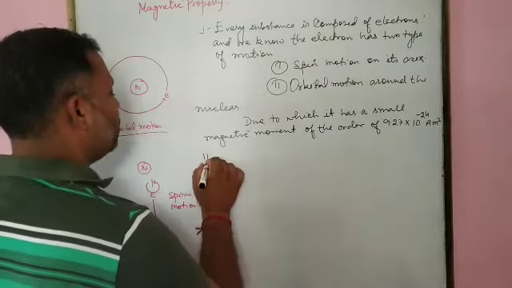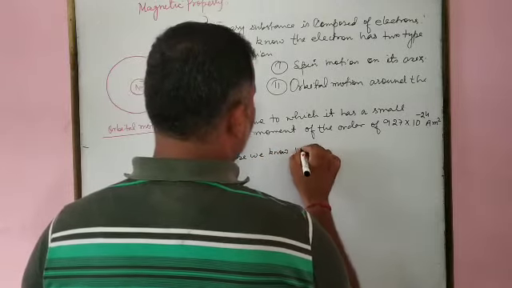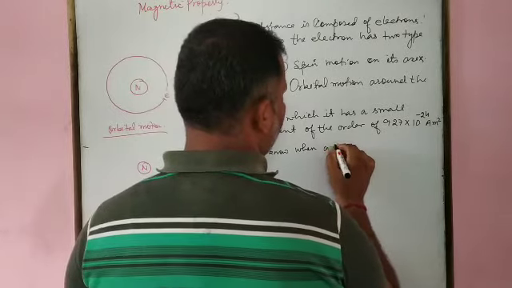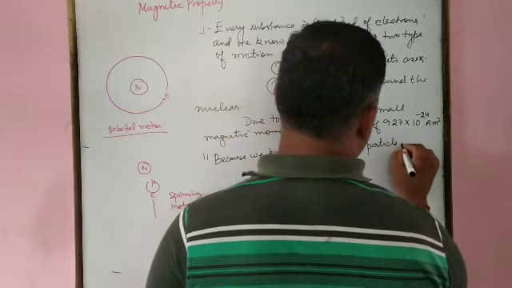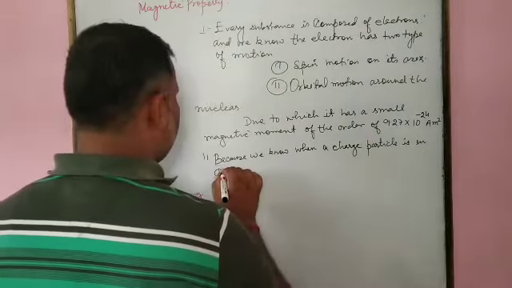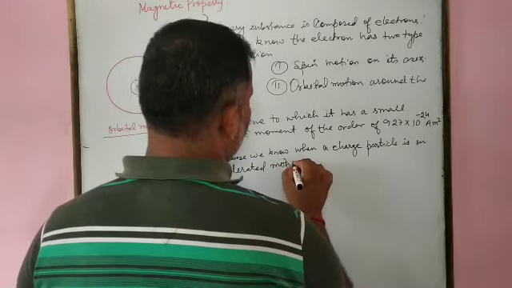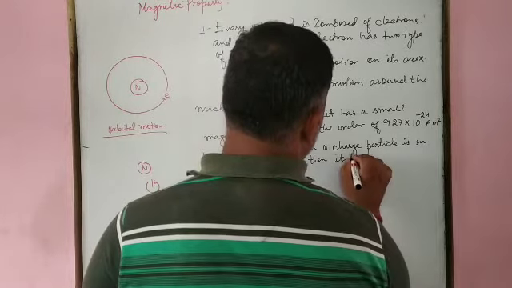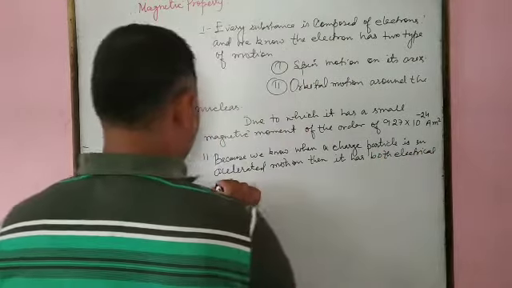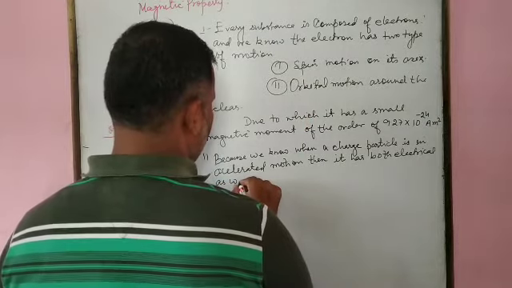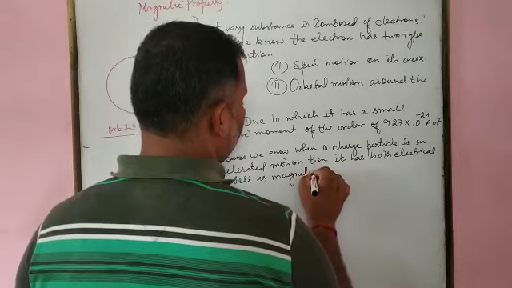Why? Because we know when a charged particle is in accelerated motion, then it has both electrical as well as magnetic field.